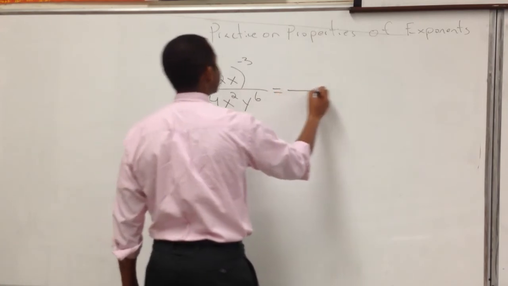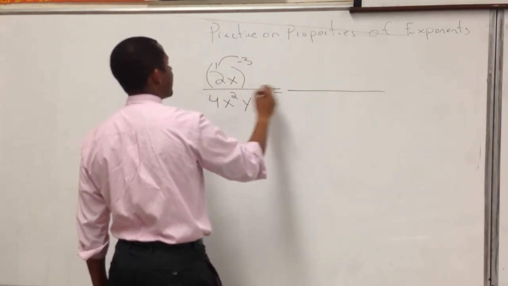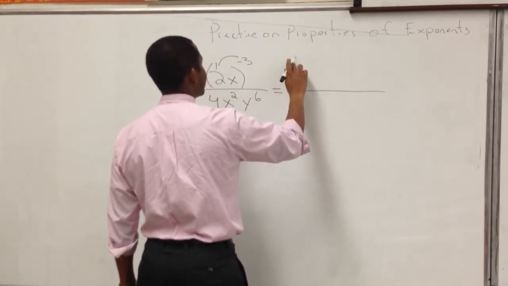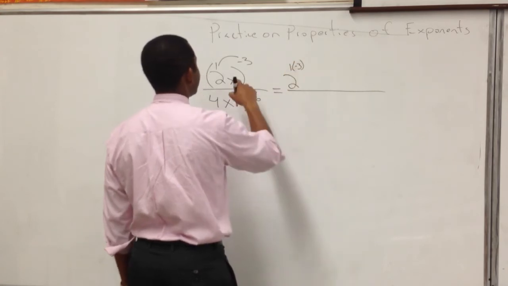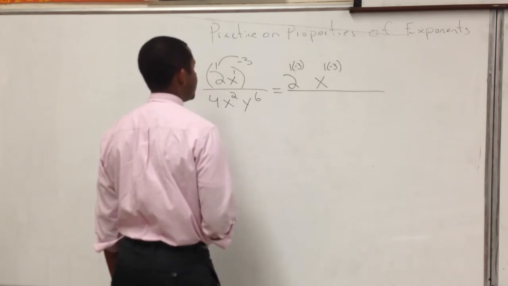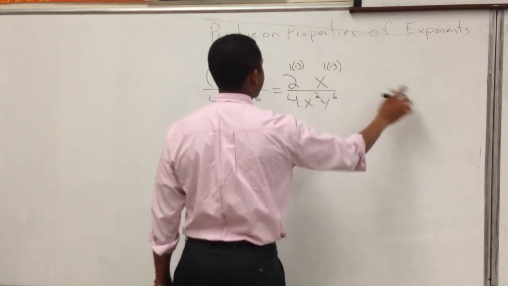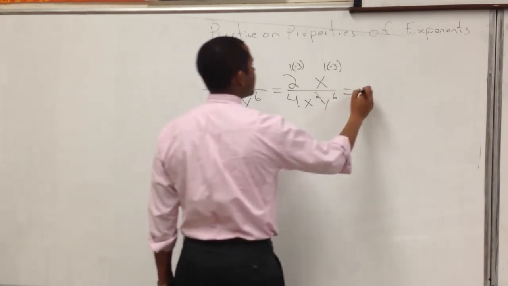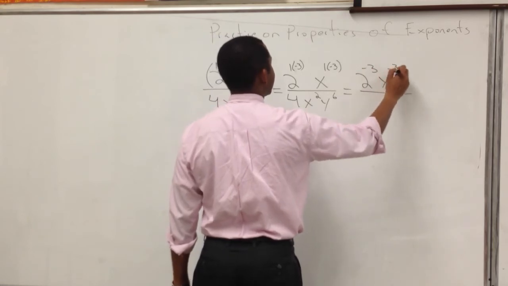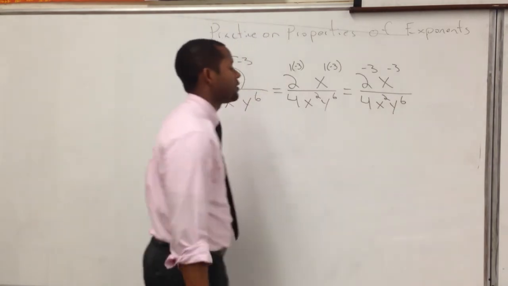So first you're looking at this and you're thinking, okay, let me deal with the top. Right? This is 2 to the 1 times negative 3, and this is x to the 1 times negative 3. That's all over 4x squared y to the 6th. Okay? So I have that. So I end up with 2 to the negative 3, x to the negative 3, over 4x squared y to the 6th.